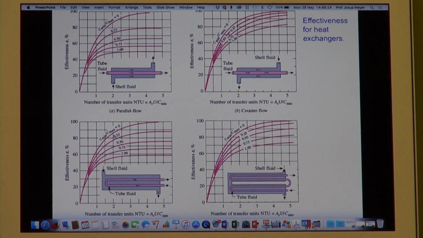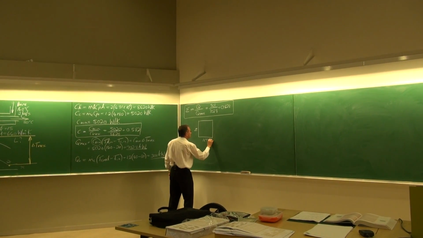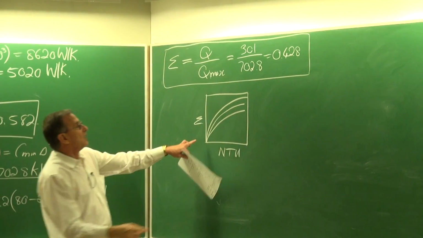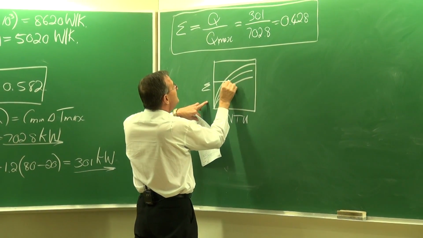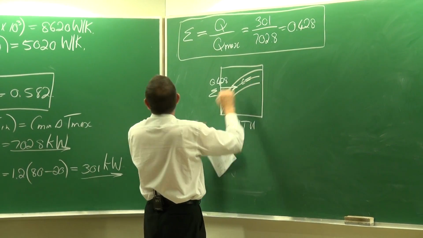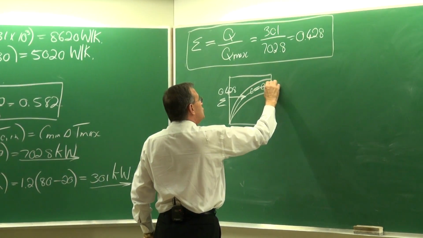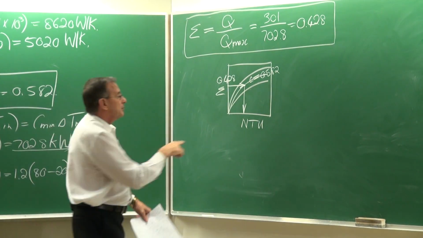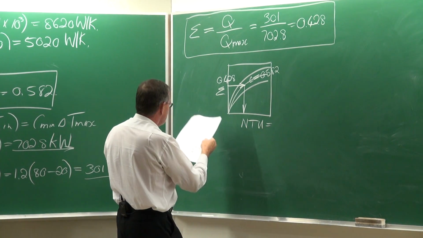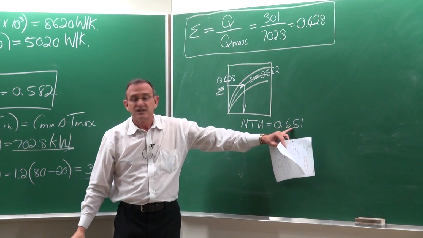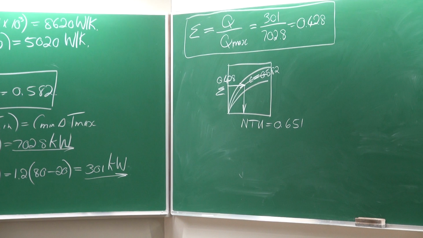So the curve does that. There's the effectiveness values, there's the NTU values for different values of C. Now in our case we've got the effectiveness, which is 0.428. We need to get that line where C is equal to 0.582. Of course you cannot get it very accurately from the curve, but from it you can get the NTUs, which is equal to 0.651. Obviously, getting a value of 0.651, you're only going to get that if you do the calculations.